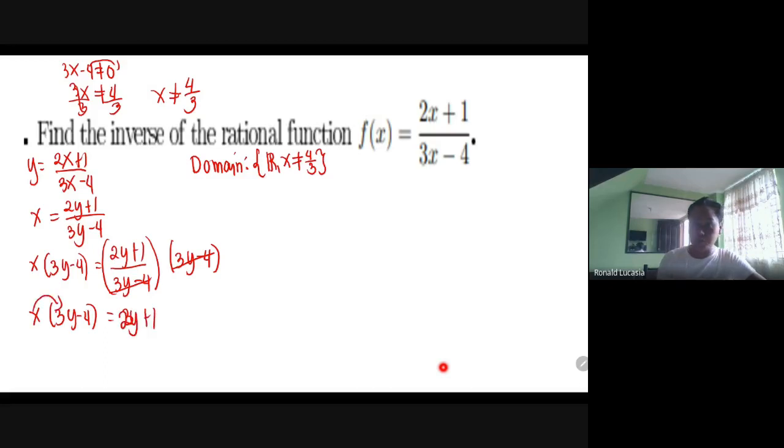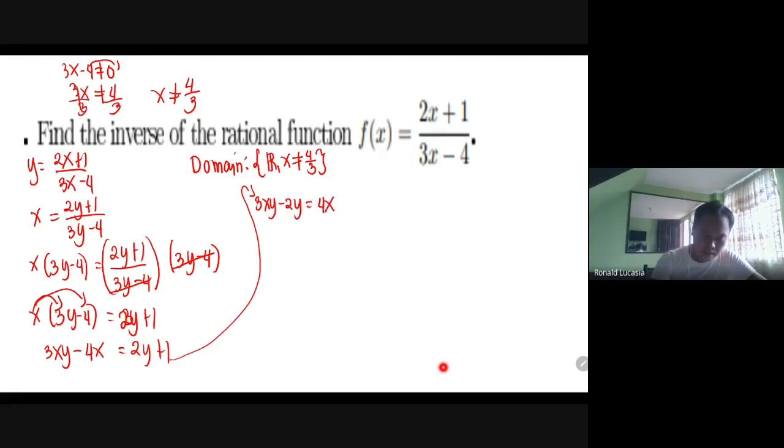Multiply this using the distributive property. That is 3xy minus 4x equals 2y plus 1. Since we are going to solve for y in terms of x, in layman's terms, we move all the y to the left side. The negative 4x on the left side is of no use, so you have to transpose it to the right side. So you will be left with 3xy minus 2y equals 4x plus 1.